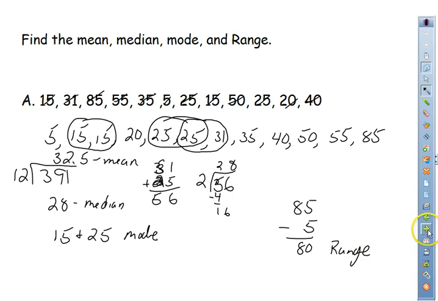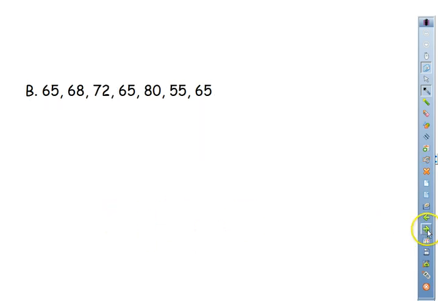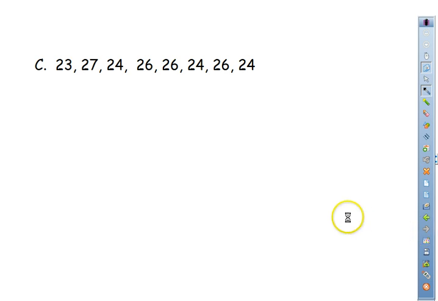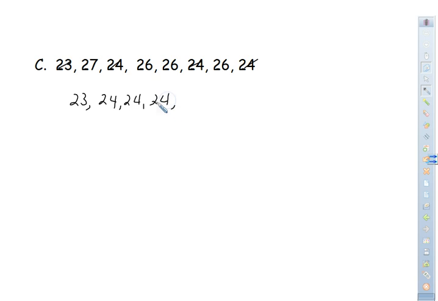Let's go ahead and look at this next set of data. Actually, I'm going to move you ahead, and we're going to do letter C. So go ahead and do this. Alright, so we'll put these in order. So we have 23, and we have 1, 2, 3 24s. And then 26, and we have 3 26s. And we have a 27.